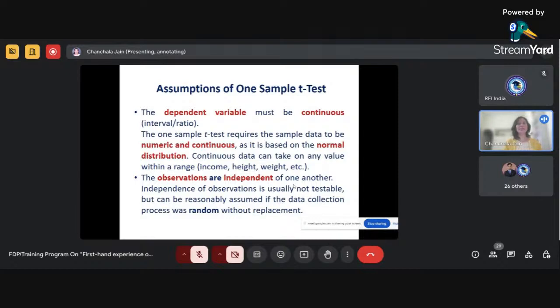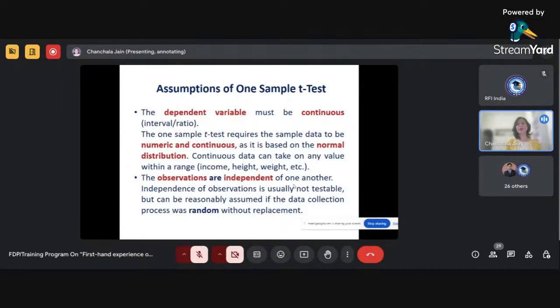Although in the case of a one sample t-test, we will have only a single variable, because it is a one sample t-test. So we will have only one variable, one sample, and that variable will be treated as the dependent variable, and it is known as continuous, or you can say it should be a variable on an interval scale or on a ratio scale.